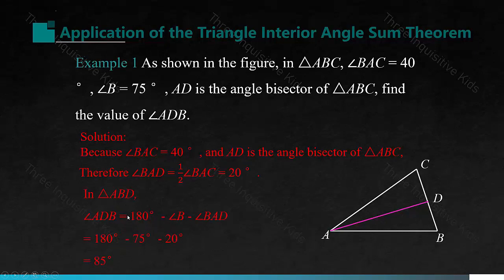And in triangle ABD, angle ADB would be this. This is the same as 180 degrees minus angle B minus angle BAD, which equals 180 degrees minus 75 degrees minus 20 degrees, which equals 85 degrees. So the value of angle ADB would be 85 degrees. You can see we use the triangle interior angle sum theorem.